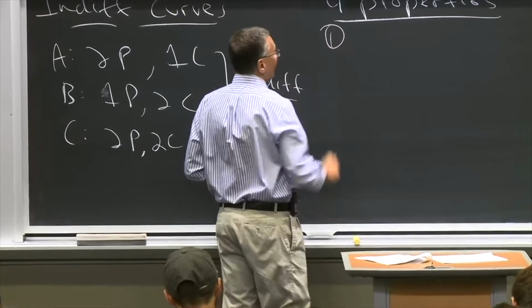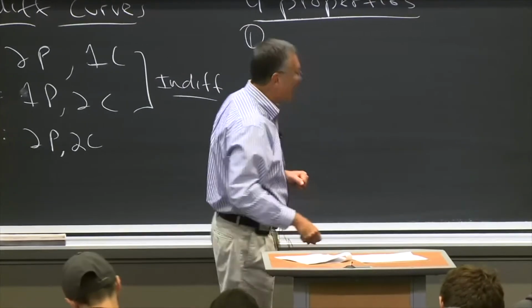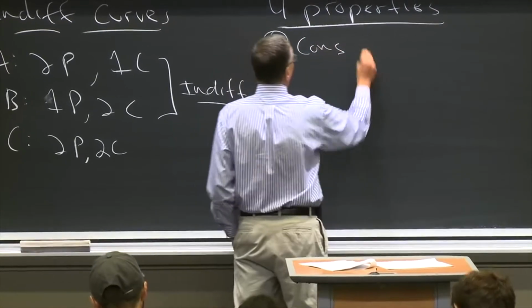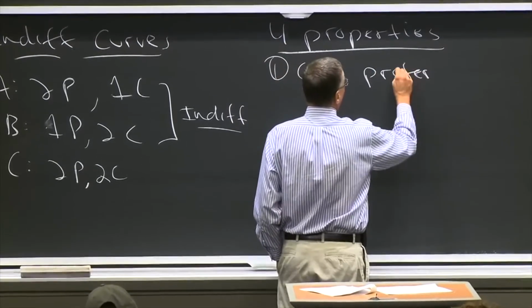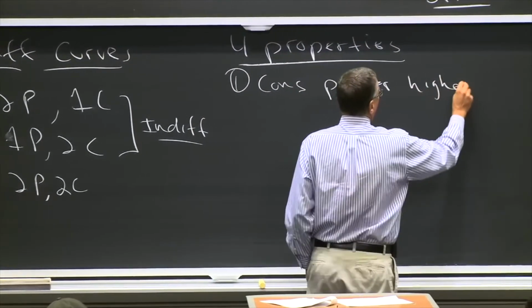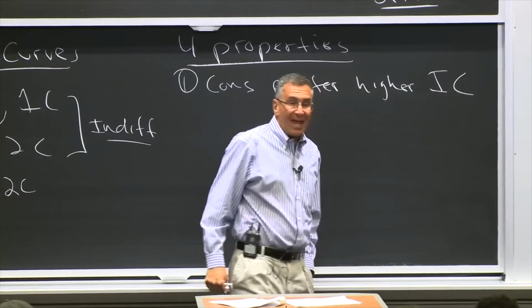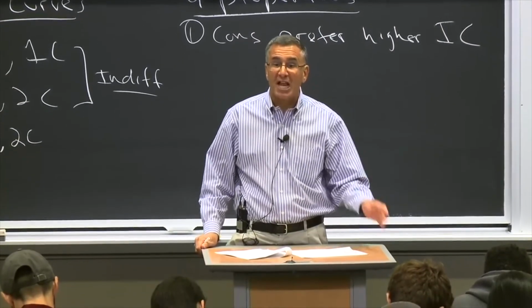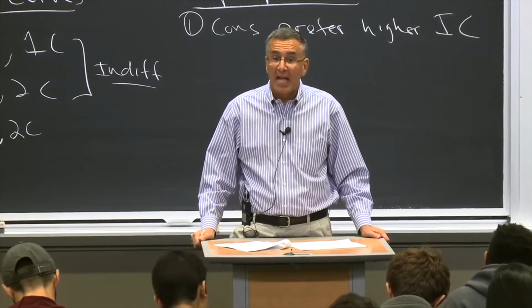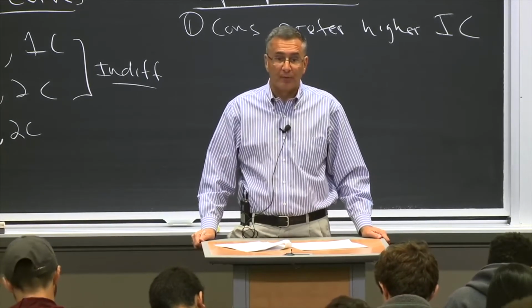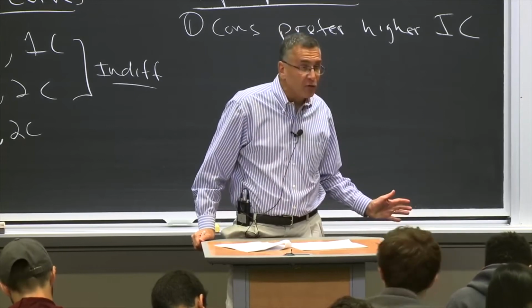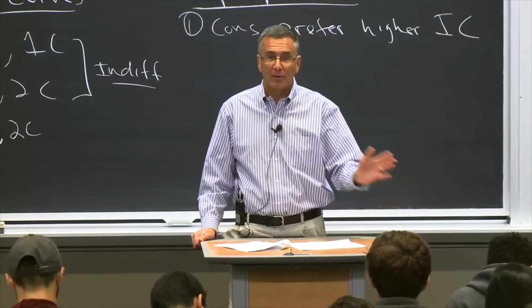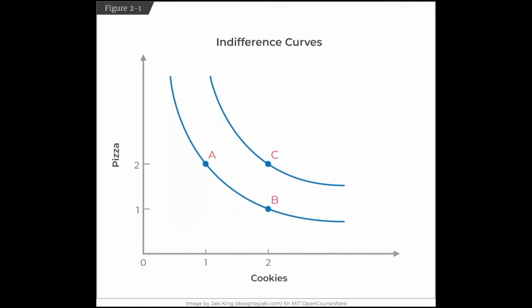Property 1 is consumers prefer higher indifference curves. And that just follows from more is better. That is, an indifference curve that's higher goes through a package that has at least as much of one thing and more of the other thing. Therefore, you prefer it. So as indifference curves shift out, people are happier. So in that higher indifference curve, point C, you are happier than points A and B because more is better.